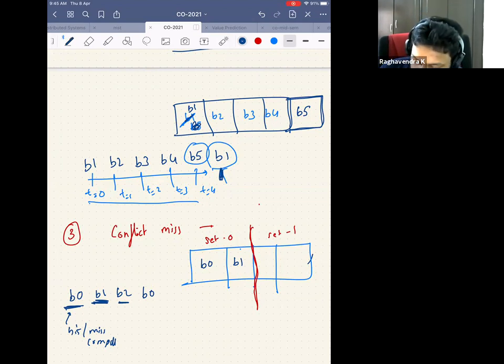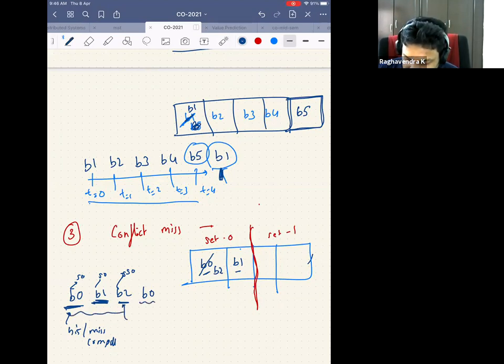And let's say B0 mapped to set 0. B1 also mapped to set 0. B2 also mapped to set 0. Now I brought B2 into the cache and I have to remove either this block or this block. I use the least recently used policy, which means that whatever was least recently used, I will pick out. So I will remove B0 and keep B2 here. Right? So this is also a miss. So all 3 were compulsory misses.